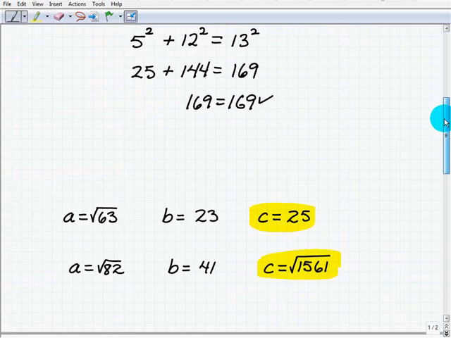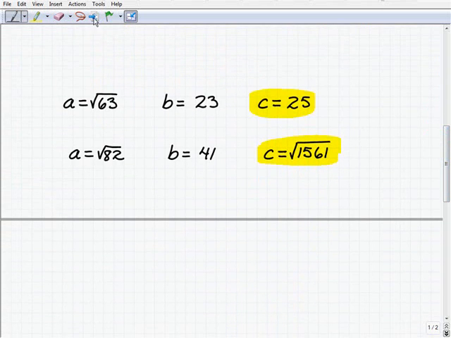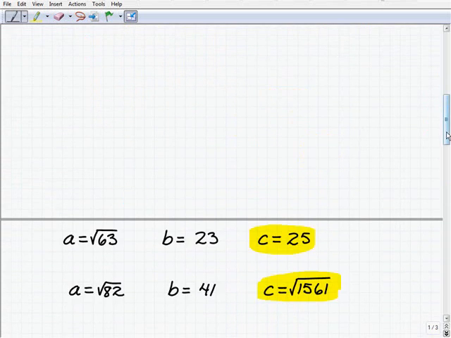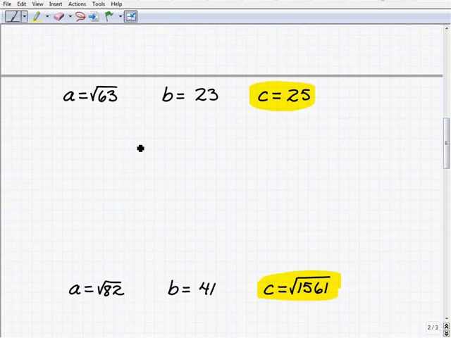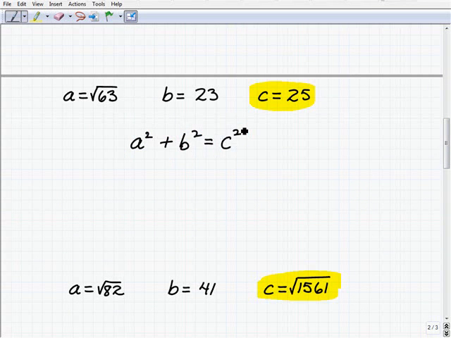So let's go ahead and take a look at the next two sets of problems. Okay, give myself some room here. All right, so a squared plus b squared, we're going to do the same thing here, equals c squared. Now some of you might be tempted to look at this a squared here and say, well, let me go ahead and find out what the square root of 63 is on my calculator. You don't need to do that. So I'll show you exactly what to do here.